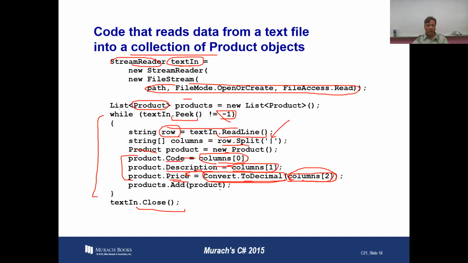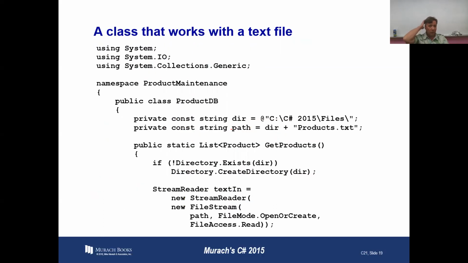And then this adds that single product to the products list, which is this list right here. So we loop 3 times, and then the last time, after we read out the last one, we come back around and do a peek, and there won't be anything there. So it's going to return a -1. So this will be false, which means it'll drop through, and it closes the text file. And so this is a class that works with a text file.